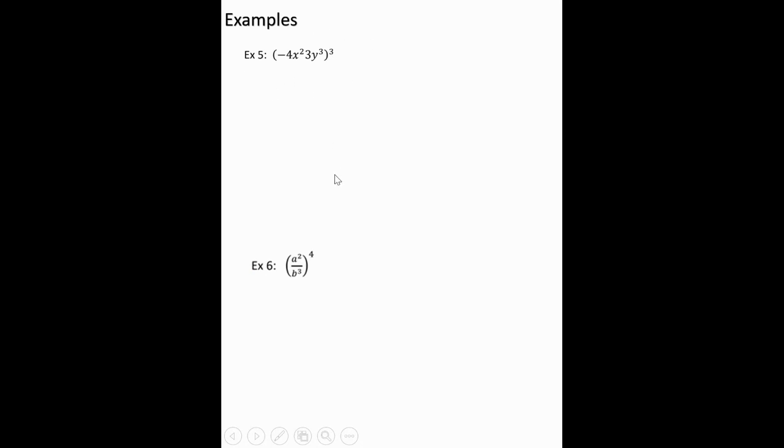Now I want to make sure you understand what's happening here. What's happening here is this 3 has to go to everybody on the inside. So when I write this out, that 3 goes to the negative 4, it goes to the x squared, it goes to the 3, it goes to the y cubed. Then you want to take each one piece by piece. So I'm going to separate this out with imaginary lines so you can see what's happening.